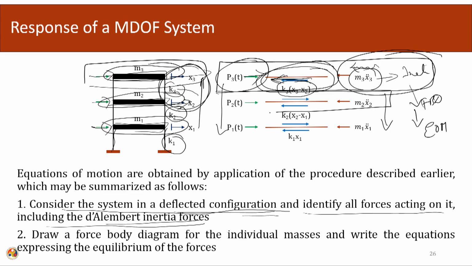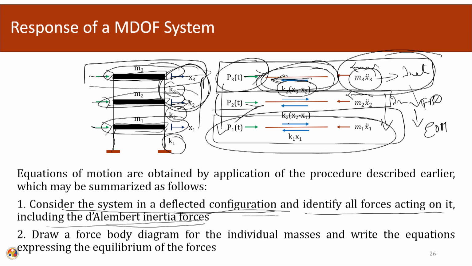The same thing we repeat for the other 2 degrees of freedom. We write down the inertial forces by D'Alembert's principle, the pseudo force, the external force acting on this particular system, and the value of the stiffness. In this way we write down the equation of motion for the entire system. So, draw a free body diagram, which is given here for the individual masses, and write down the equations expressing the equilibrium of the forces. From here to here we drew the free body diagram. In the free body diagram we labeled all the forces, and from the forces we can write down the equation of motion of the particular system.